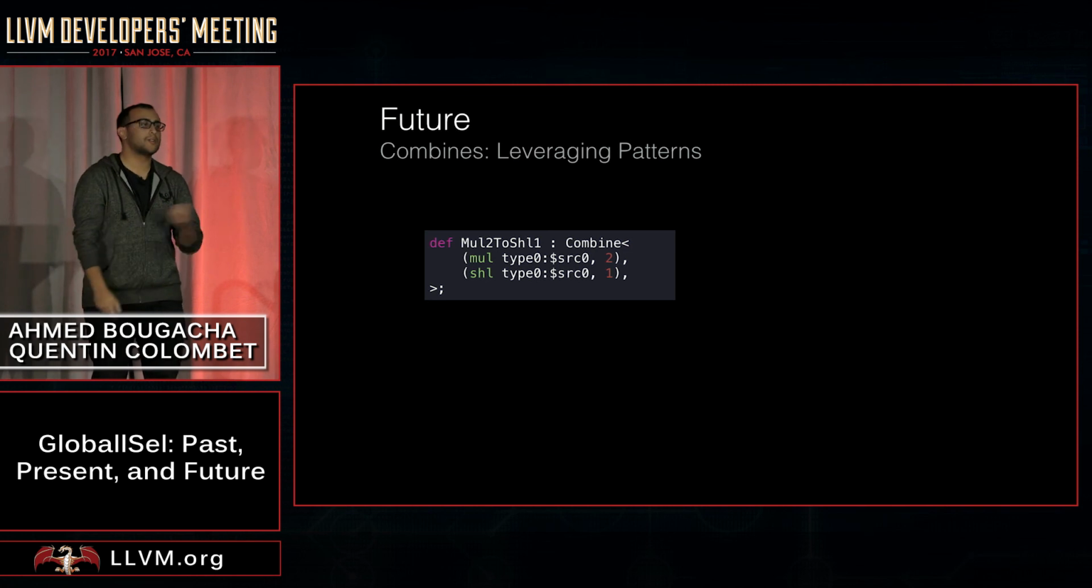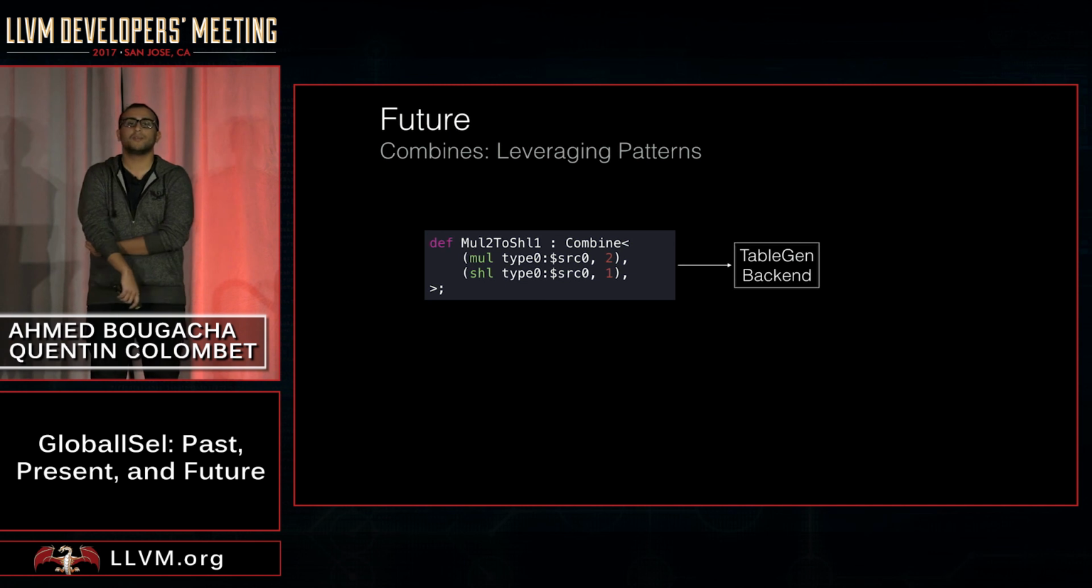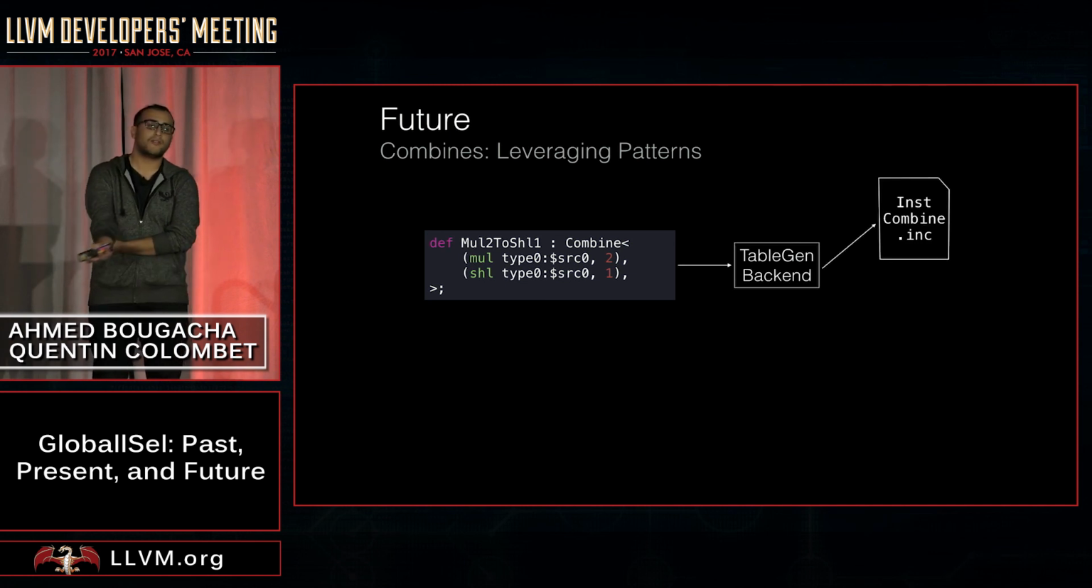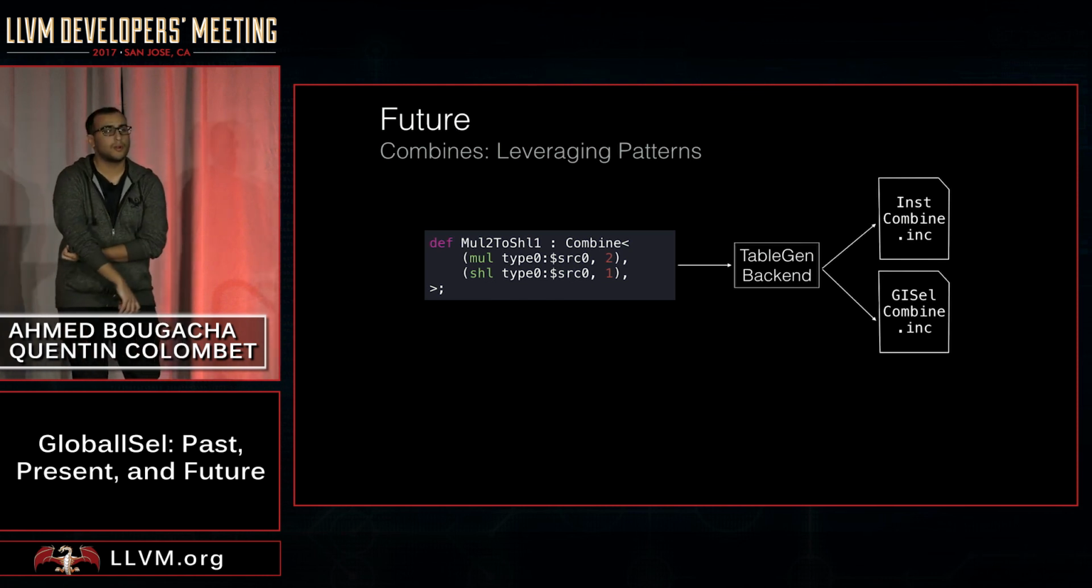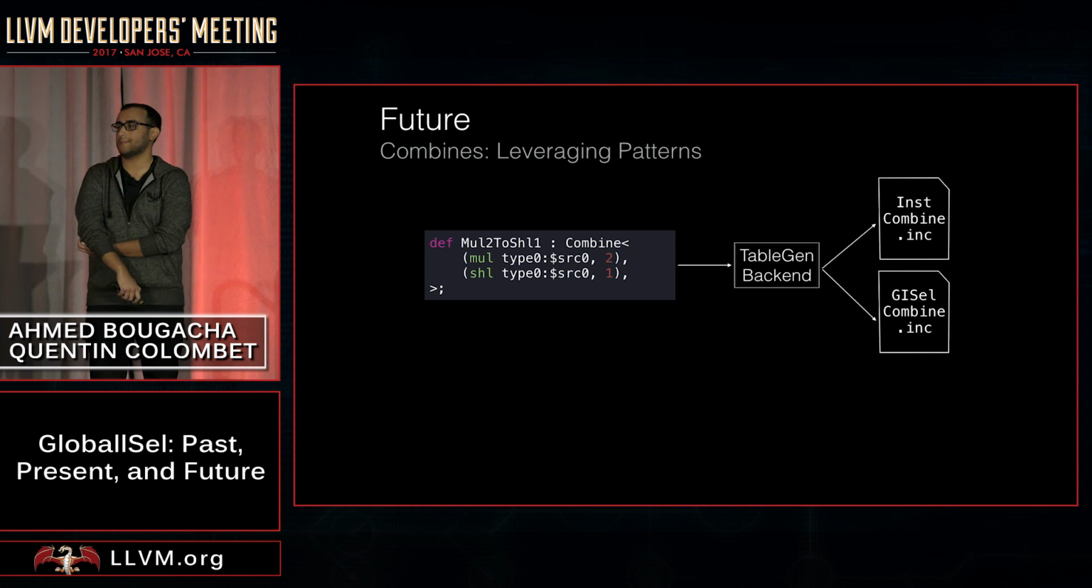So in this case, we could imagine representing combines as another special kind of pattern in TableGen that expresses the input state and the output. And that's something that, again, we could repurpose the existing TableGen backend to emit at least some of InstCombine, and then the GlobalISel combiner, which we'll need eventually.